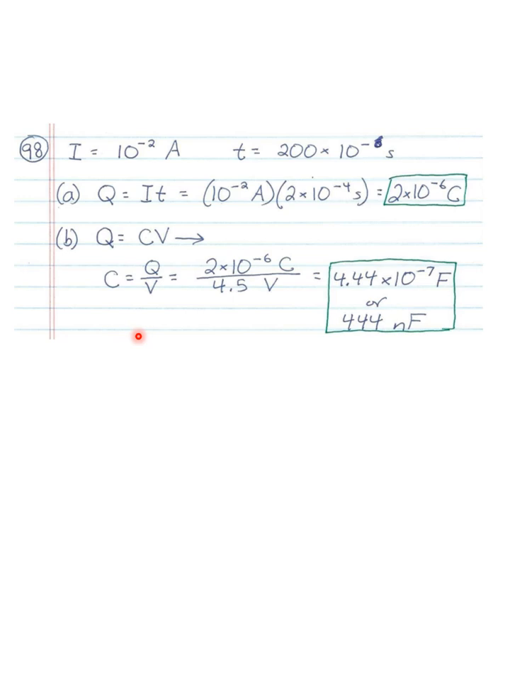Part B relates capacitance to voltage and charge. We want to know the capacitance. And it says it's initially charged at 4.5 volts. With that in mind, we can say the charge is 2 times 10 to the negative 6 coulombs, which is what we got in part A, divided by 4.5 volts, and we get 4.44 times 10 to the negative 7 farads, or 444 nanofarads.